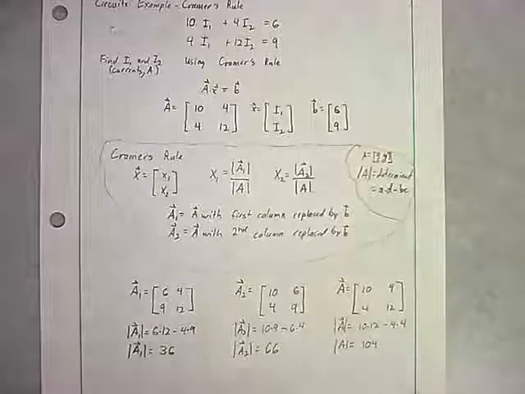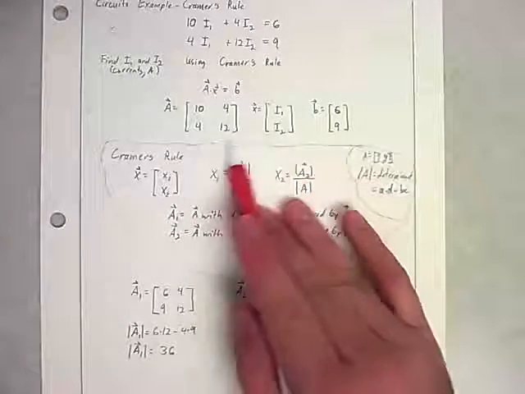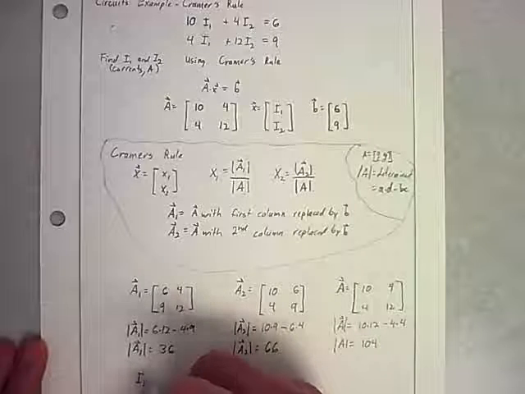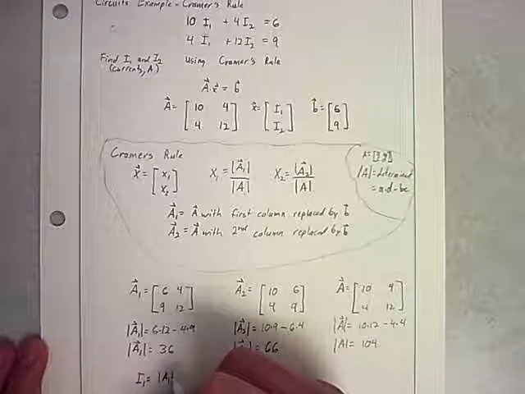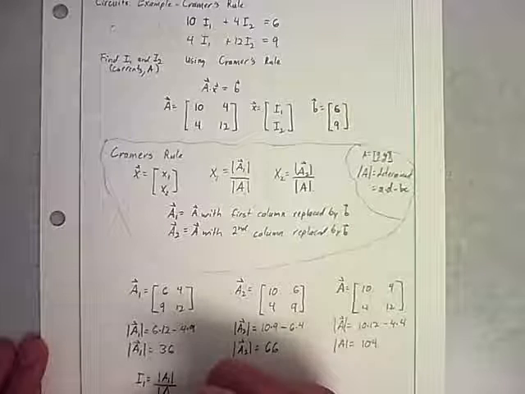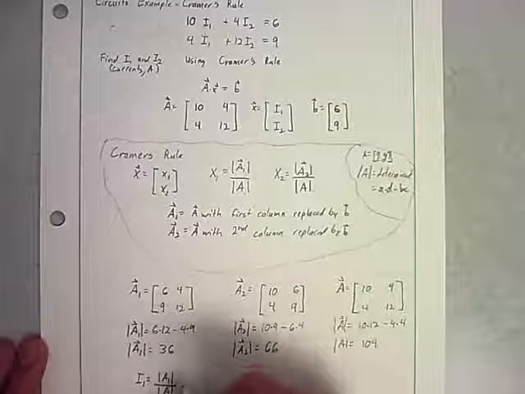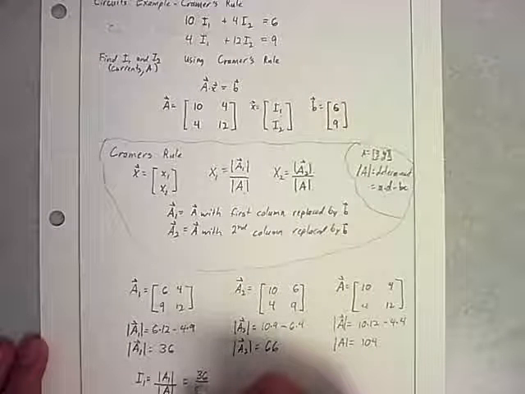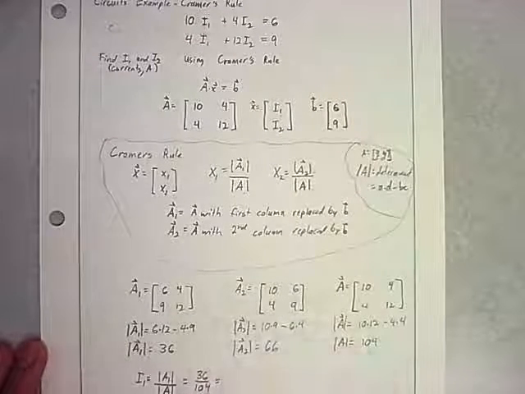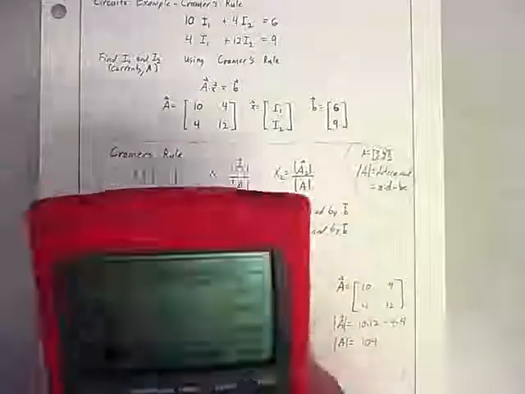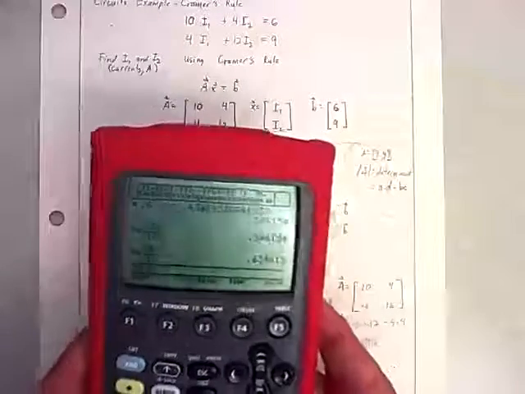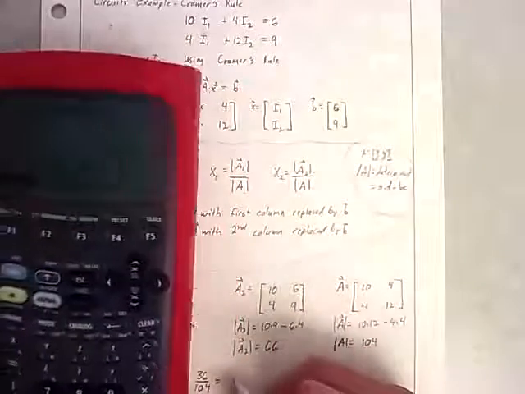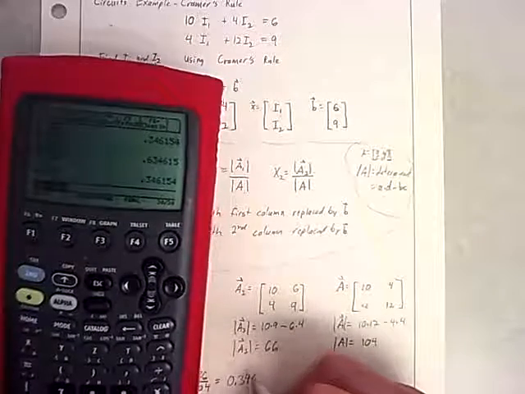So what they say is that x1 and x2, so in this case, my values are I1 and I2, that I1 must be the determinant of A1 divided by the determinant of A. And so for that value, we get 36 over 104, which, if you've done all the parts of this, you remember again, 36 divided by 104 is 0.346 amps.